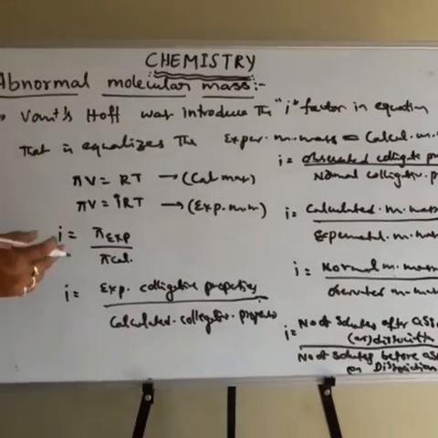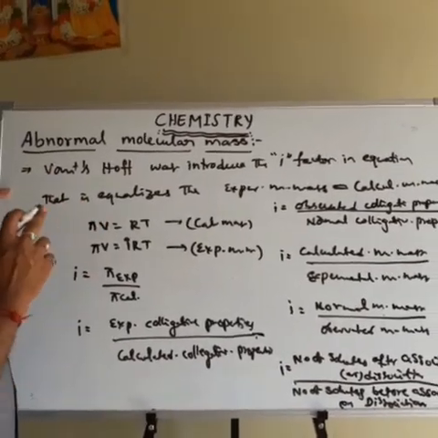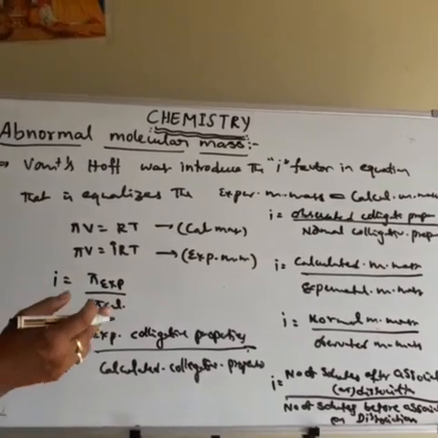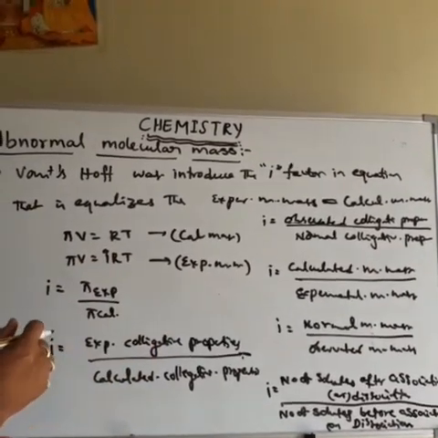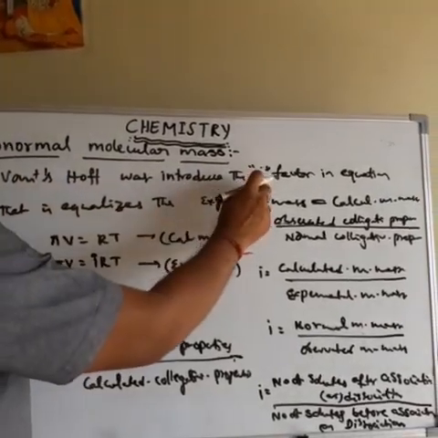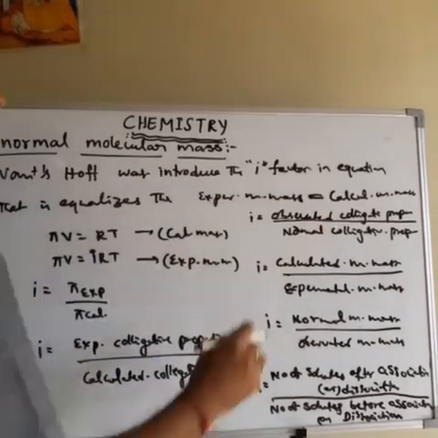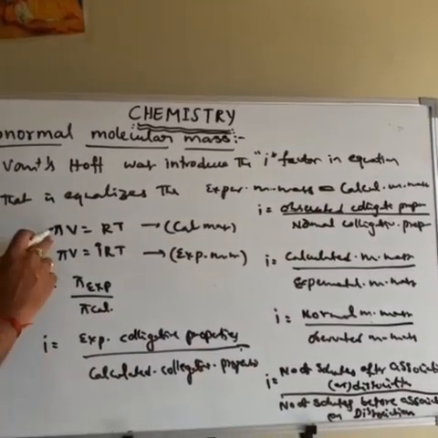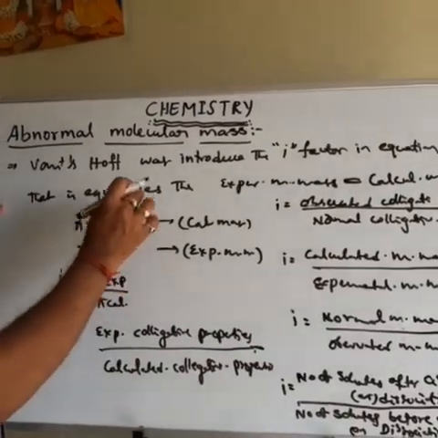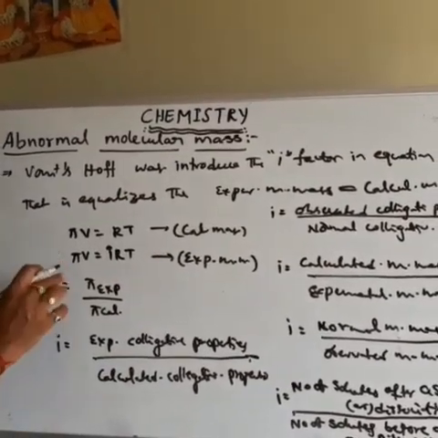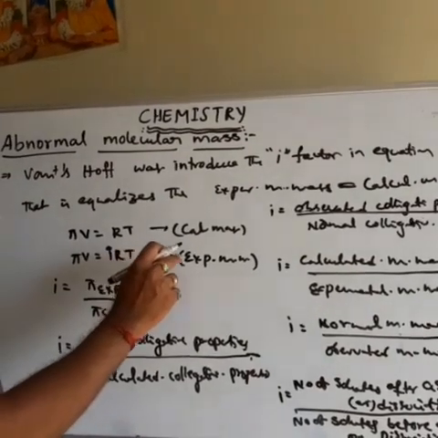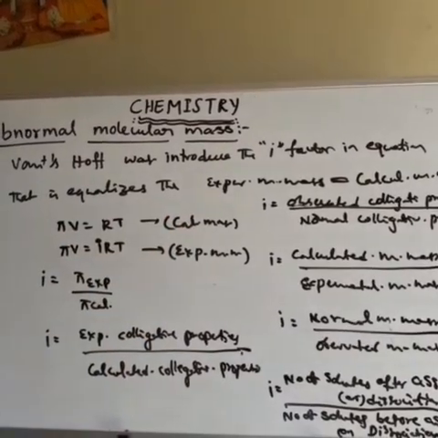So the last point here: the experimental molecular mass differs from the calculated molecular mass due to dissociation and association cases. But the scientist Van't Hoff introduced the i factor, and this i factor equalizes the experimental molecular mass and the calculated molecular mass. You see here, pi V equals RT gives the calculated molecular mass for 1 mole. But pi V equals iRT, with the i factor, equalizes the experimental and calculated molecular mass.